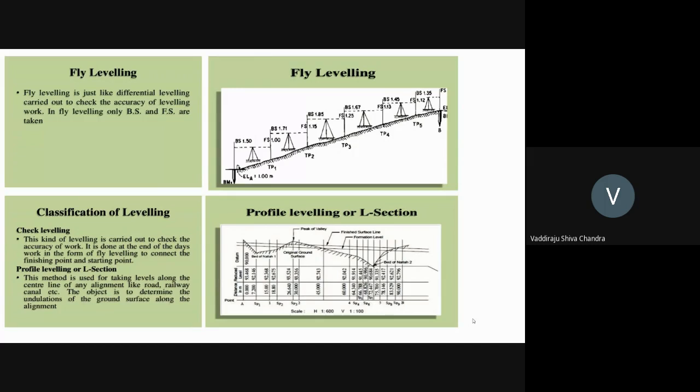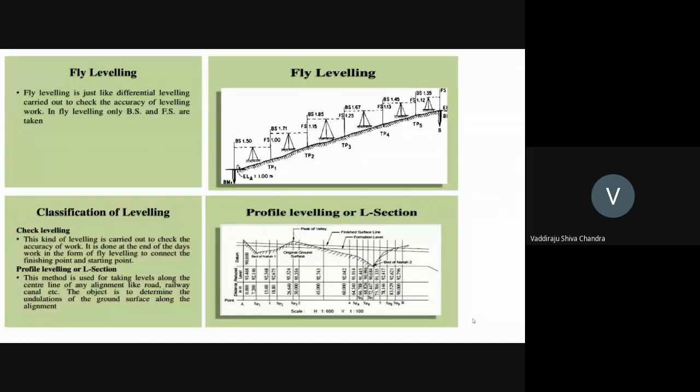Suppose I want to establish one reduced level. I want to determine the reduced level of the first step of the civil engineering block of MBSR Engineering College. So what can I do? I can start my work at a known elevation which is already fixed by some government authorities or government agencies. From there, I'll be doing the fly leveling by simply taking a backsight and a foresight. I'll not be taking any intermediate sights.